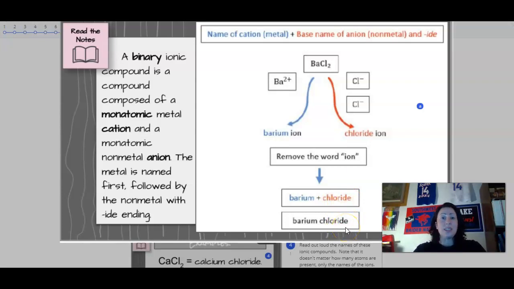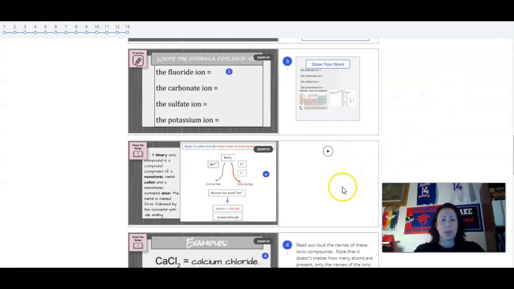What's easier here is that it doesn't matter how many of each ion is present. You just name the ions. So it's actually a little easier than covalent nomenclature.